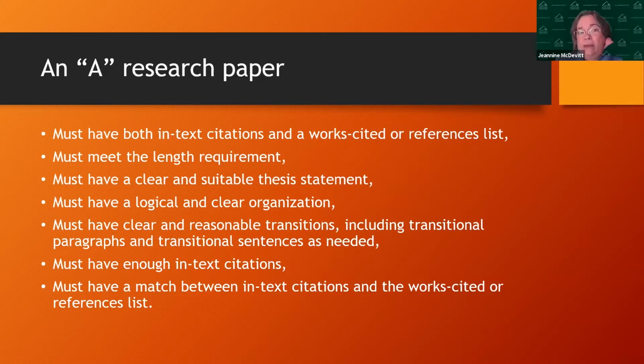All right. Now, an A paper has to meet the length requirement. It should have a clear and suitable thesis statement and a clear and logical organization. It should make sense. And the transitions contribute to that too. As we read an A paper, we feel that everything's fitting together and that we aren't having much trouble understanding it. There have to be enough in-text citations, and there has to be a match between the in-text citations and the works cited or references list so that you can check this off.